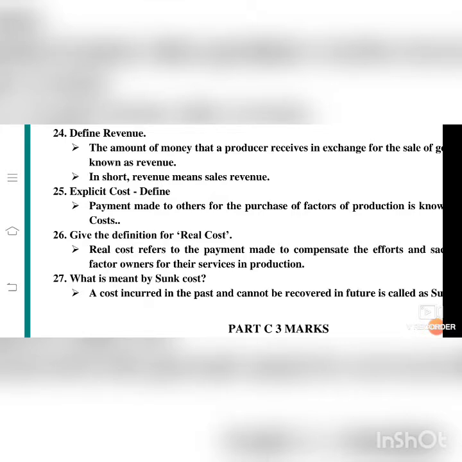What is meant by sunk cost? A sunk cost means a cost incurred in the past and cannot be recovered in future is called as sunk cost. For this I can tell an example. Electricity bill, isn't it? In a production, a firm, an industry, the electricity bill is paid, but it cannot be recovered. Once we use EB electricity, we can't recover the bill, isn't it? Once that cost is passed, it cannot be recovered. That is called sunk cost.